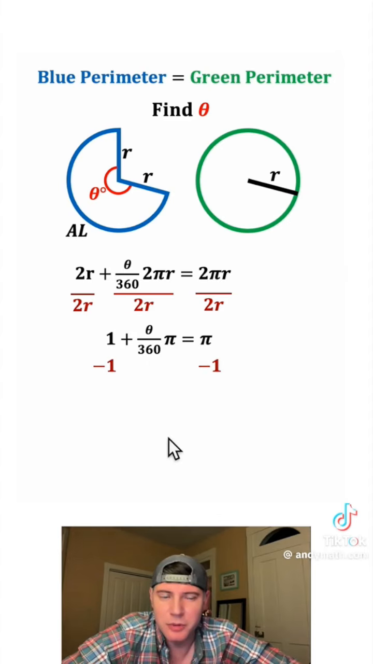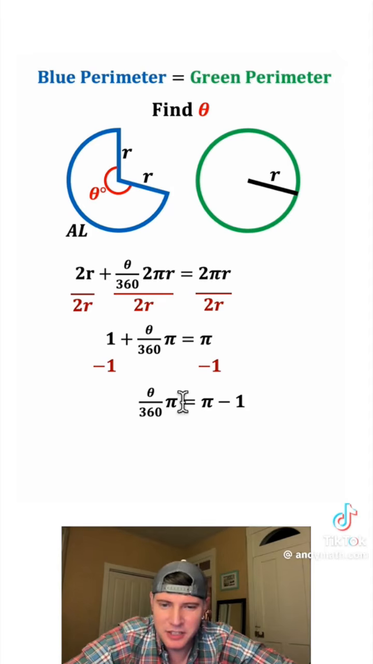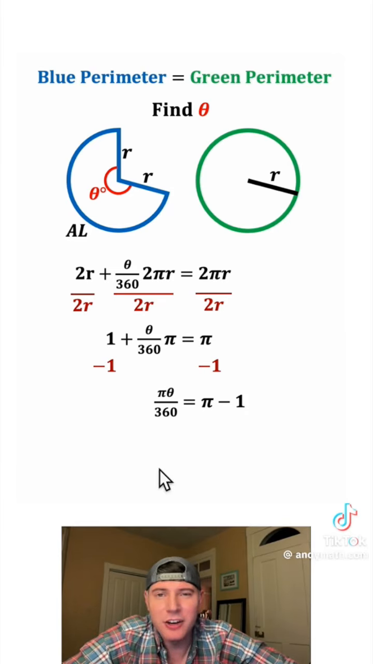Let's subtract 1 from both sides of the equation. That'll give us theta over 360 times pi equals pi minus 1. Next, let's bring this pi over here and let's smush everything together. And now we can get the theta all by itself.